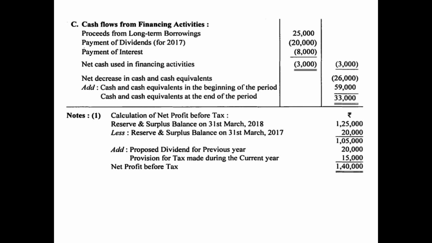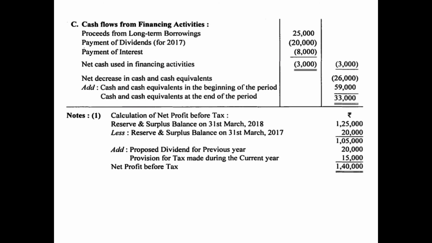Then cash flow from financing activity. The first point is proceeds from long-term borrowings, that is 25,000. Then payment of dividends for 2017, that is the proposed dividend of the last year, 20,000. Since we are paying it, it is an outflow and it is put in brackets. Then payment of interest, again a cash outflow. It will be deducted here because it was added back in the operating activities, therefore it is put in brackets. So we are adding the inflow of 25,000 and deducting the outflows of 28,000. So there will be a negative balance of 3,000, that is net cash used in financing activities.